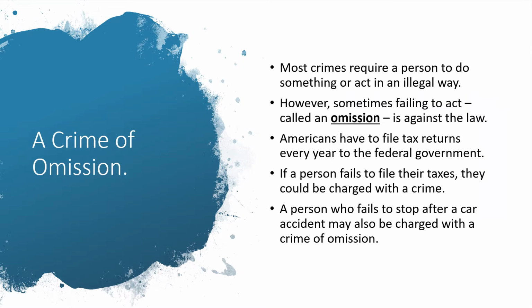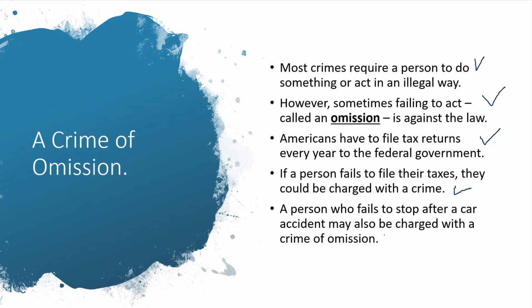A crime of omission. Most crimes require a person to do something or act in an illegal way, okay? However, sometimes failing to act, called an omission, is against the law. For example, you can probably talk to your parents about this, or if you have a job, you might know about this. Americans have to file tax returns every year to the federal government, right? If a person fails to file their taxes, they can be charged with a crime, right? Failure to file your taxes, your income tax. This is a crime of omission, all right? Meaning you did not do something, okay?